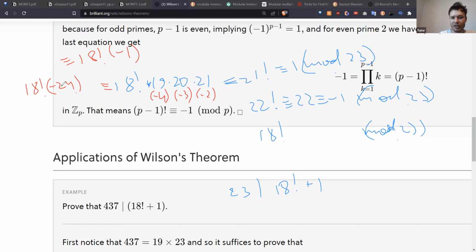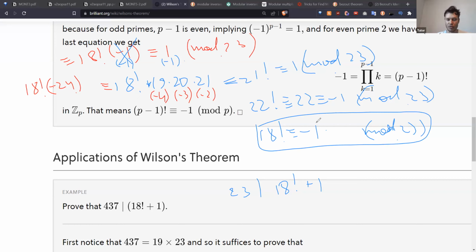And the final result is, I know that this entire thing is congruent with 1 mod 23. So what does this tell me about 18 factorial? Well, what should 18 factorial be? If I multiply by another minus 1, and another minus 1, and another minus 1, the 2s would cancel. So I get that 18 factorial is going to be congruent with 1. So 18 factorial is also congruent with minus 1 mod 23, right? So basically it means 23 divides 18 factorial plus 1.